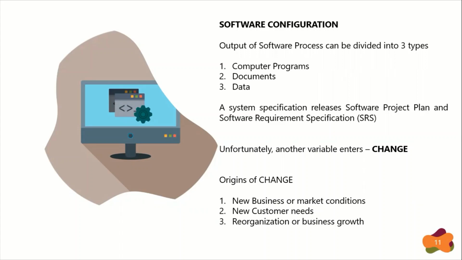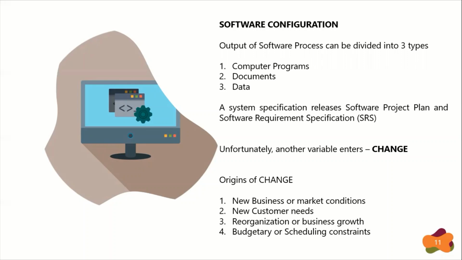Number three, reorganization or business growth. When organizations merge or split, they will cause changes in project management or software engineering structure. Number four, budgetary or scheduling constraints. When we have budget issues, or less time, less money and fewer people, then we need to make a change in our software process.